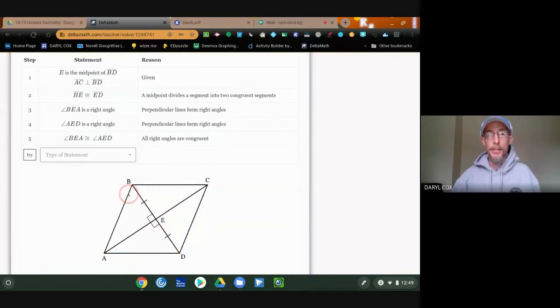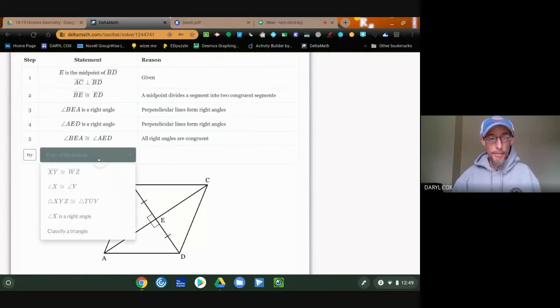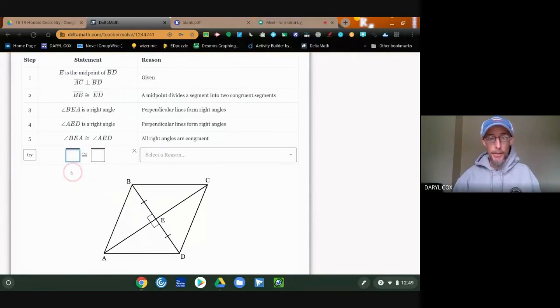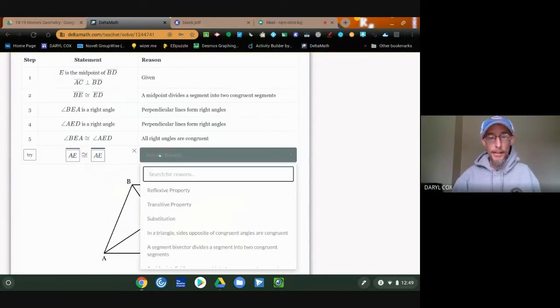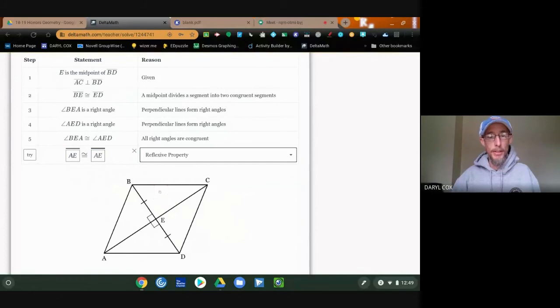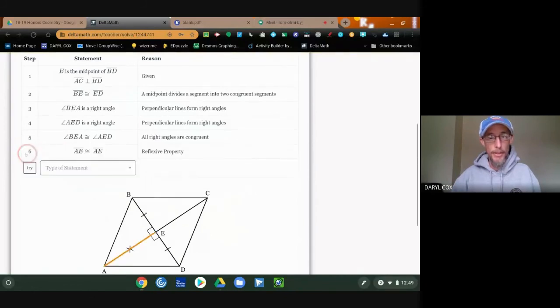All right, I still need one more thing. Now I've used up all my givens. So now I come up with something on my own, a congruent statement. I said that 2 segments are congruent: AE was congruent to AE. And my reason behind that was the reflexive property. Let me try that one. There we go. Now I'm getting where I want to be.